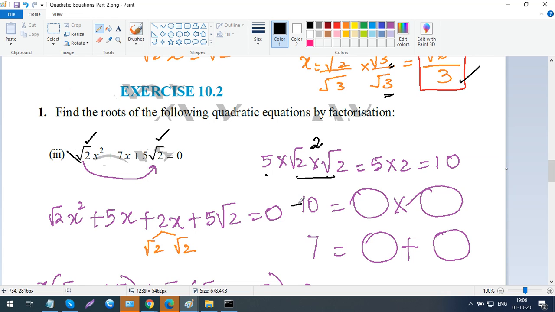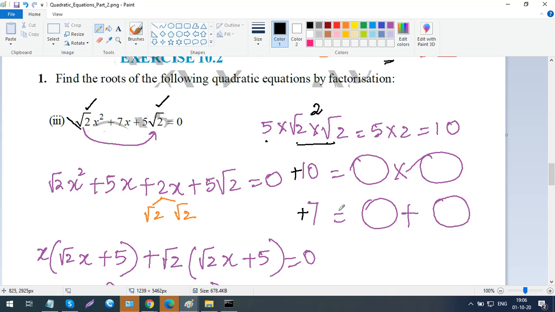And then 7x is the middle term. So you have to split it into two terms, so that you get 10 on multiplication and 7 on addition. That's very easy. 5 into 2 is 10, and 5 plus 2 is 7. So you write the first term as it is, root 2 x square, and the last term as it is, 5 root 2. The middle term you write as 5x plus 2x.